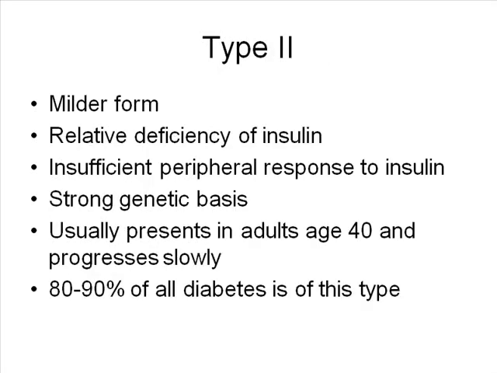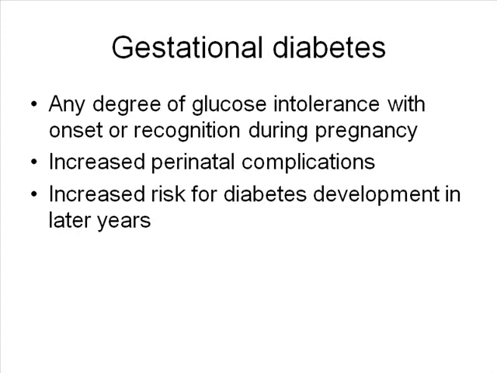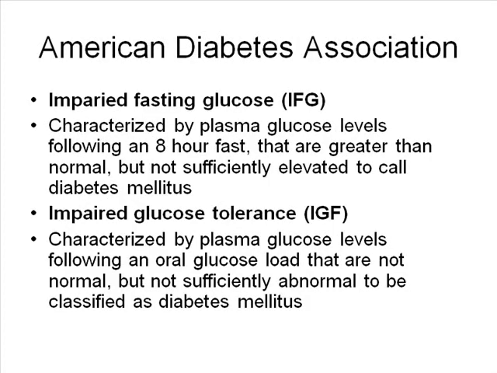Type 2, once again, is a milder form, a relative deficiency of insulin. We are seeing type 2 now in younger people and even in children because of their diet. Gestational occurs during pregnancy and many times goes away when the child is born. But what they say is that this particular type of diabetes can go on, and later on in life this person will have a higher probability of getting type 2 diabetes.